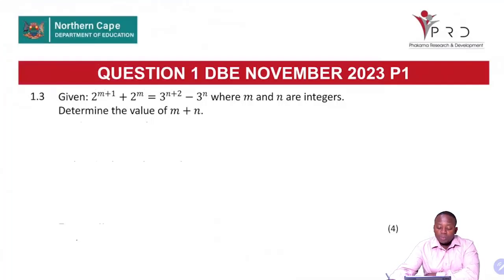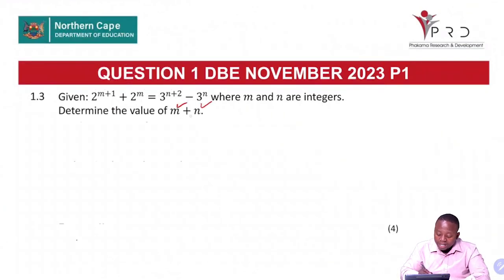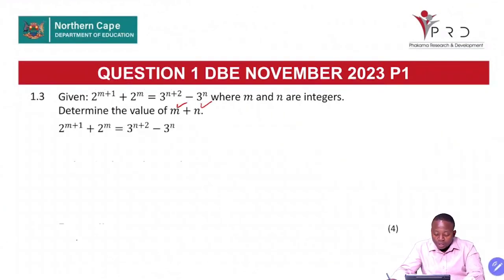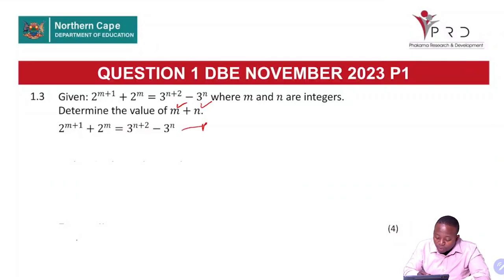Now, let us look at 1.3. 1.3 says, we are given 2 to the power m plus 1 plus 2 to the power m is equal to 3 to the power n plus 2 minus 3 to the power n, where m and n are integers. Determine the values of m and n. So in this case, what are we doing? We'll find the values of m and n and we add them together. So what do we now do? We code down the question as it is. Thereafter, we'll also apply what we call the laws of exponents.